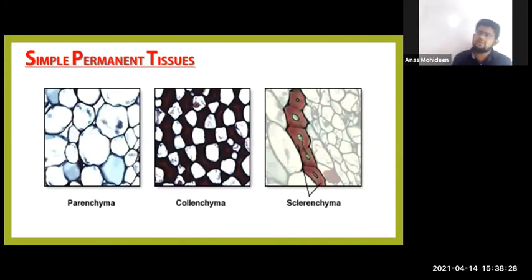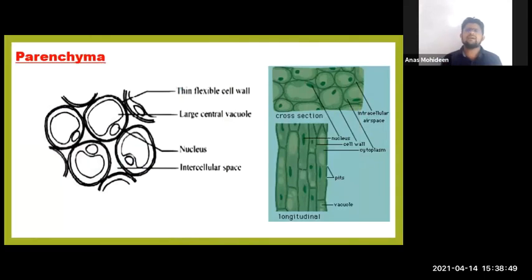Simple permanent tissues have only one type or similar types of cells. We divide them into three according to their cell nature as well as the cell wall nature. The parenchyma, collenchyma, and sclerenchyma are the three types of simple permanent tissues. We're going to take them one by one. The first simple permanent tissue here is the parenchyma.